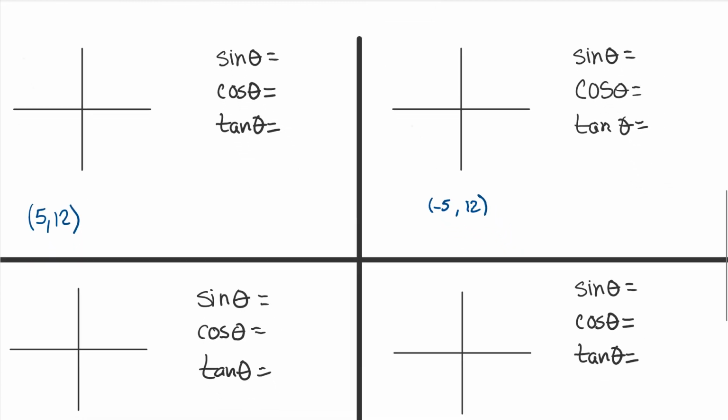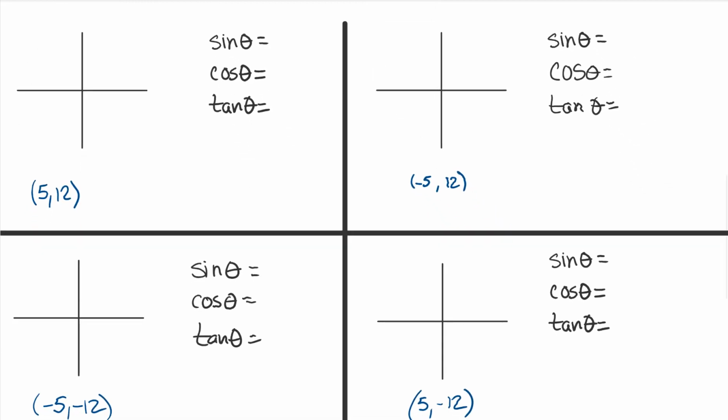So I've created 4 scenarios, all the same values, though. We're going to look at these 4 points. 4 different points, and we're going to see what we get for sine, cosine, and tangent of them, and just see how they're tied together.